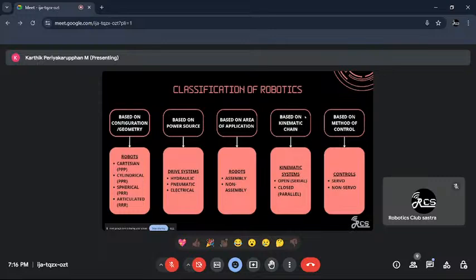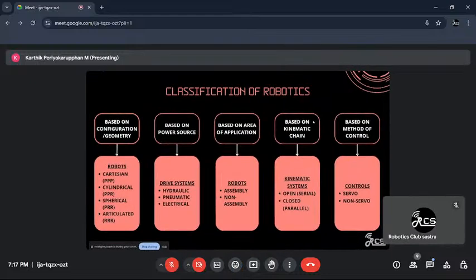Through many aspects, we can classify the robot. Based on configuration, it can be classified as Cartesian, cylindrical, spherical, or articulated robot. Based on the power source, it can be divided into three types. In older times they used hydraulic and pneumatic, but in present times they are using electrical due to its efficiency. Now, based on area of application, it can be assembly or non-assembly.